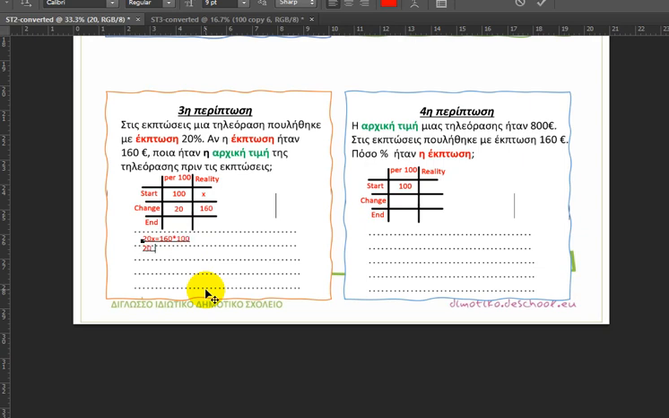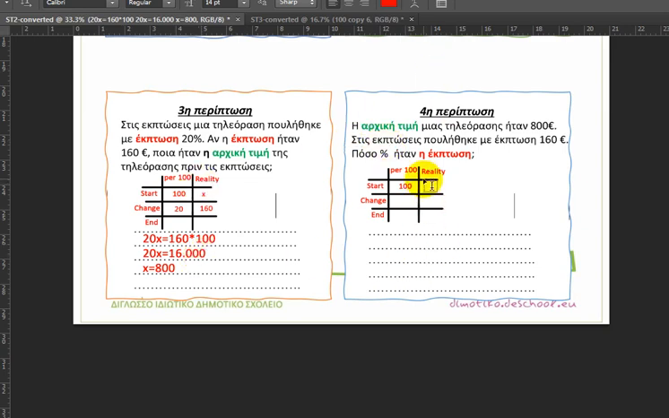So 20x needs to be equal to, let's make this a little larger, 16,000. Divide both sides by 20, and what I get is that x is equal to 800. Right? So the starting price was 800 euros, just like before.